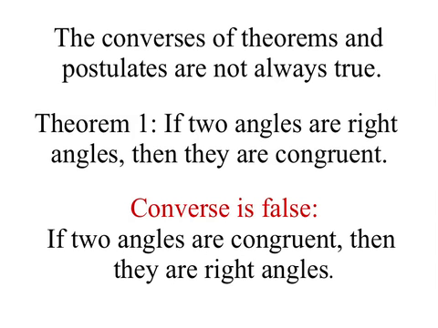Theorem 1 is an if-then statement, but the converse is false. So Theorem 1 says if two angles are right angles, then they are congruent. The converse would be if two angles are congruent, then they are right angles. But Theorem 1 isn't a definition. While it's true that if two angles are right angles, they're congruent, there are many examples of congruent angles which are not right angles. So Theorem 1 is true. The converse of Theorem 1 is false. This theorem is not reversible.